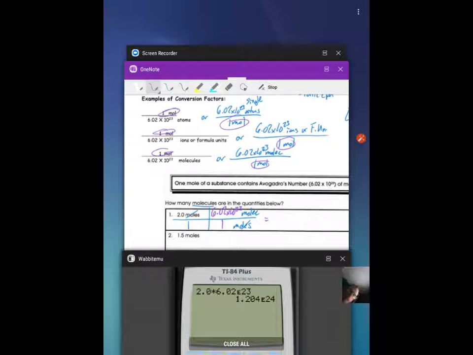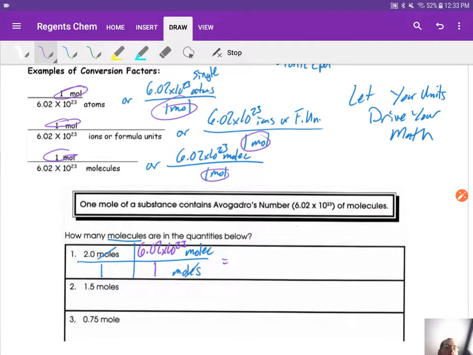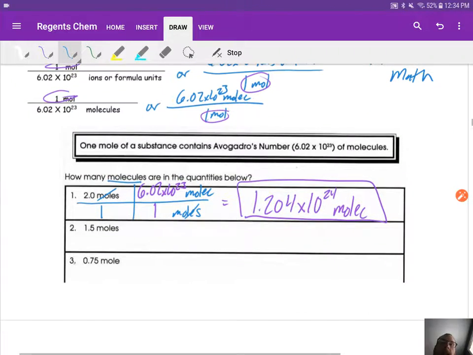So I'm going to go back to our notes. Our final answer here was 1.204 times 10 to the 24th. Make sure you have your unit. If you don't have a unit, you will not get credit. Got to have your units with it. So that should hopefully be a little bit of a review for us using this process. The only new piece is we have this mole term. So I would encourage you guys to pause the video and try the next 2 on your own, and then come back and see what they are.